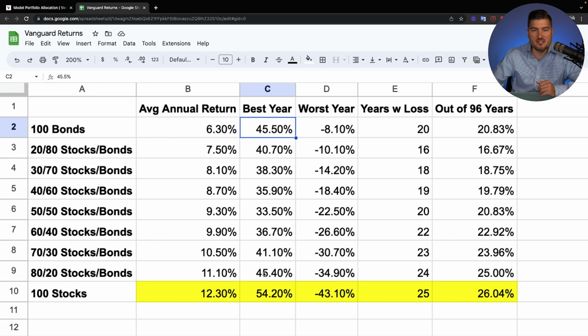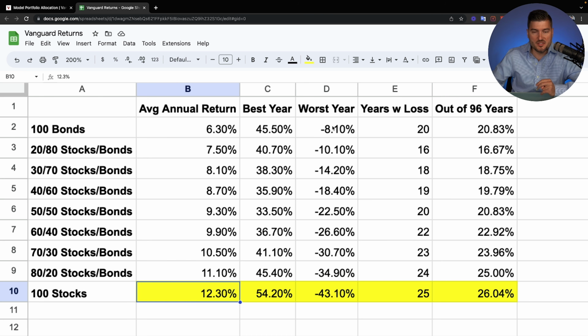However, if you look at the best year versus the best year here, they're not that far off, which is pretty crazy. If you look at 100% bonds, that was 45.5%. If you look at the 80/20 stocks and bonds, it's actually underperformed that in terms of best year performance. But this is not a metric that I would base my portfolio on. Average annual return is the metric that you really want to look at, depending on how much you can stomach.